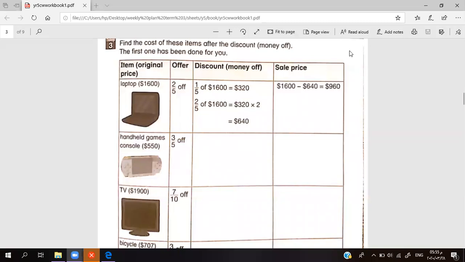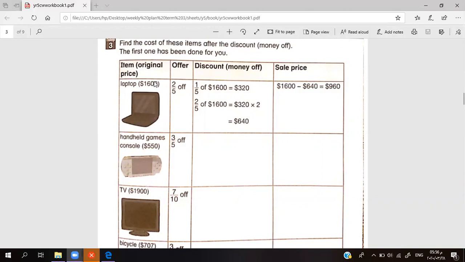Okay guys, I'm back. Now we said that the price of the laptop is 1,600 and the offer given to me, the discount, is 2/5 of the price. So in order to know how much the discount is, I must know how much 2/5 is. So I will get 2/5 of 1,600 to know how many dollars the discount would be.